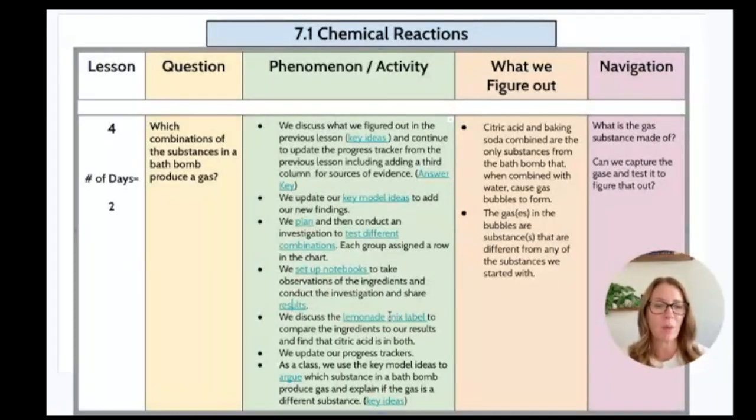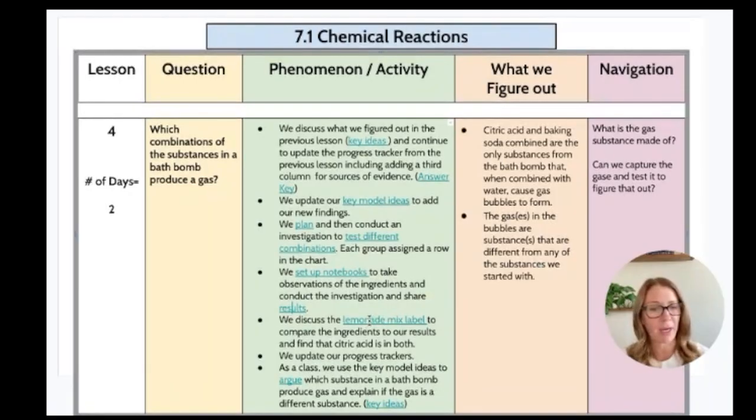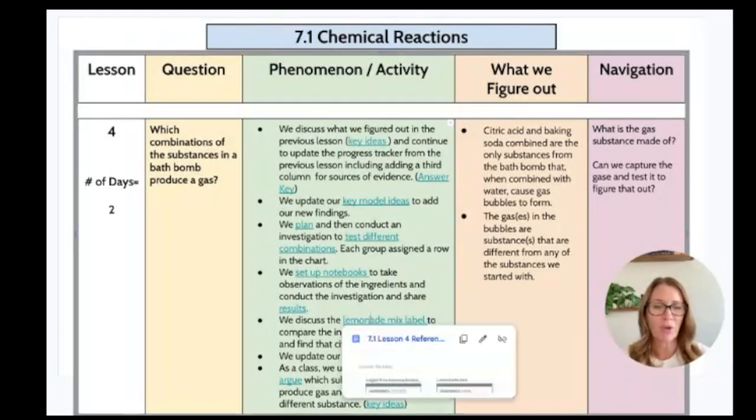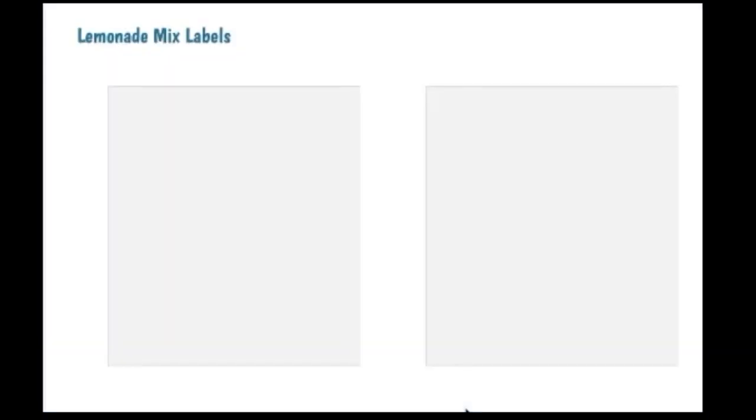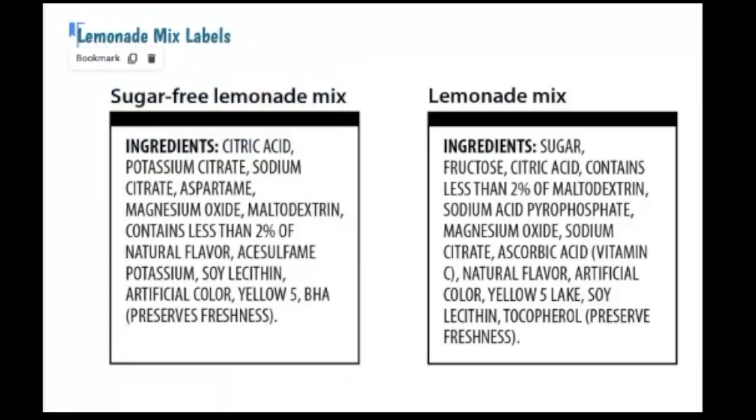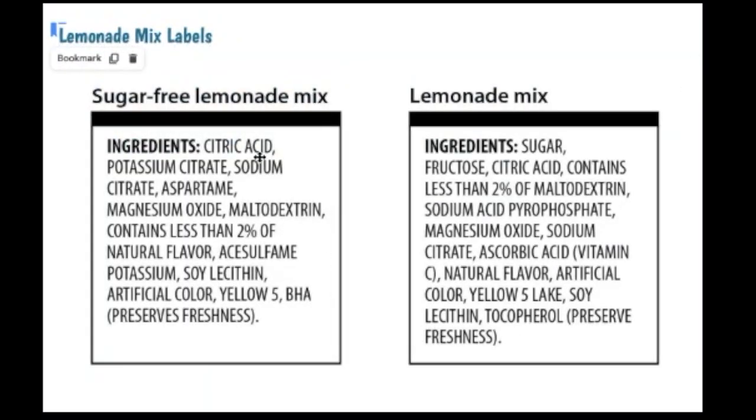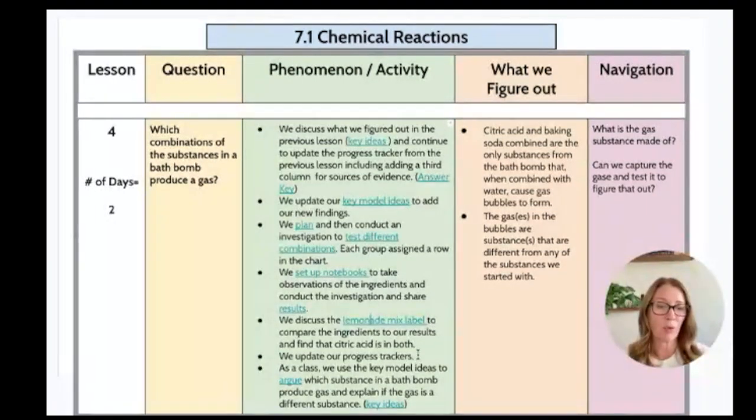And so we have it on the slideshow. There's also a handout if you want to print it out, but you can just show this on the slide and notice that both of them have citric acid. So we realize that citric acid is the substance that's reacting with baking soda. We don't use the word reacting yet. That's mixing with baking soda to make bubbles. So students are going to update their progress trackers with this information.